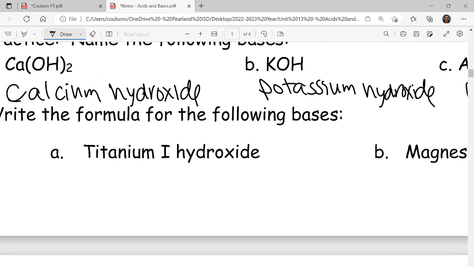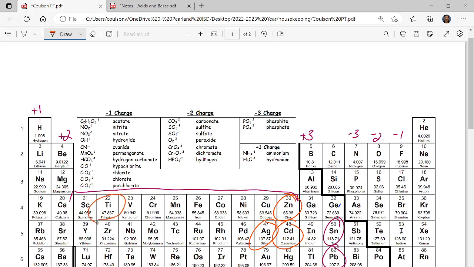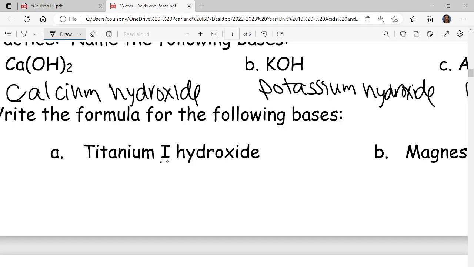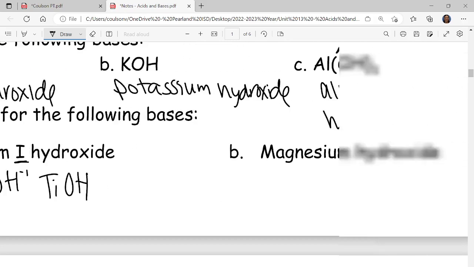All right, so this one says write the formula for the following bases. If I have titanium 1 hydroxide, my element is obviously titanium, which is here. Based on the periodic table, I can't tell its charge, but based on the name that it's given, what charge does it have? 1. So I would take my titanium with a +1 charge. Hydroxide always has a -1 charge. So when I crisscross those, it just becomes TiOH. I don't use parentheses here since I don't need an additional subscript.